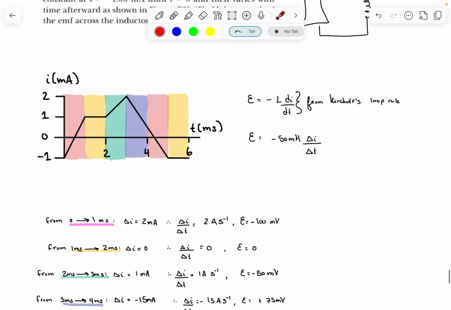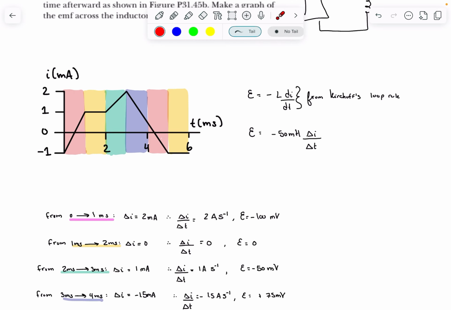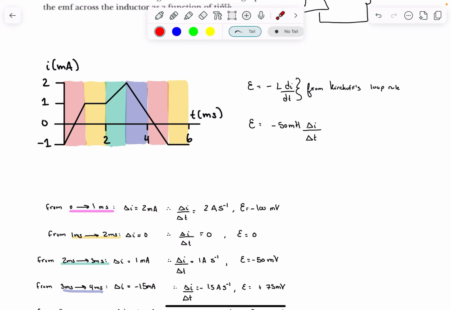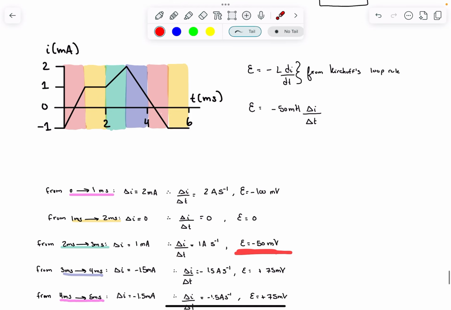Okay, so then let's do it again between 1 millisecond and 2 milliseconds. Delta I is equal to 0. So there is no change in the current, it's flat. That means EMF is going to be 0. From 2 milliseconds to 3 milliseconds, this green region, delta I goes from here to here. So that's 1 milliamp. Delta I over delta t is going to be 1 amp per second. So the EMF is negative 50 millivolts.